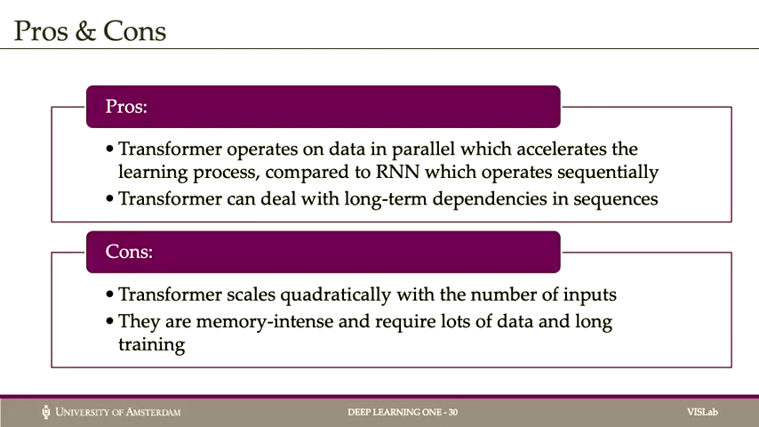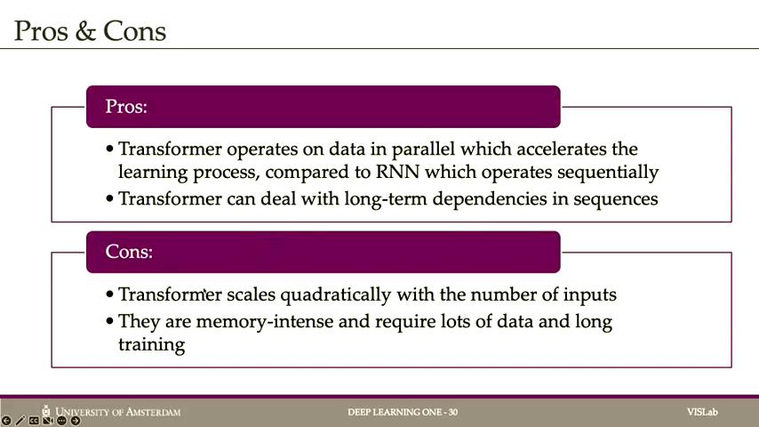Okay, now let's briefly see the pros and cons of a transformer. I mentioned this parallel property. The transformer model can operate on data in parallel, which makes the learning process faster compared to RNNs. RNNs or LSTMs process data sequentially, word by word. But the transformer does that in parallel. We saw the figure where it can observe words in parallel, not just the previous word sequentially, but also words before. And it can deal with long-term dependencies because of the attention.